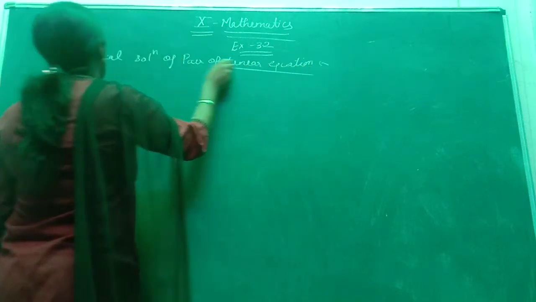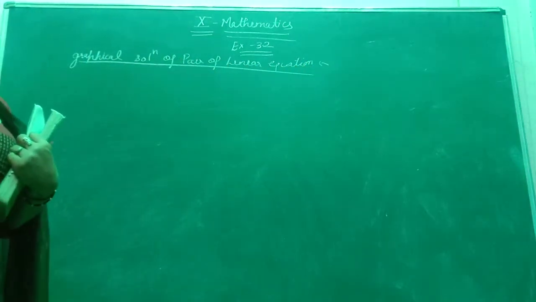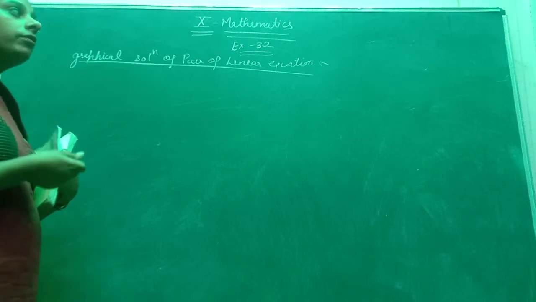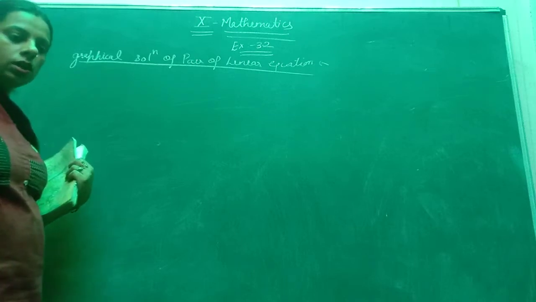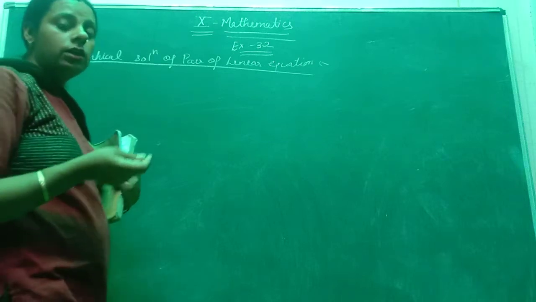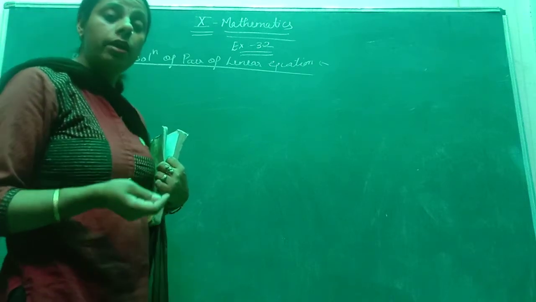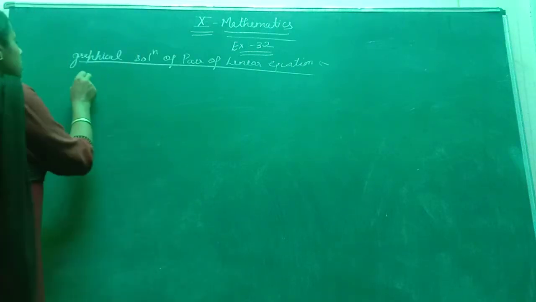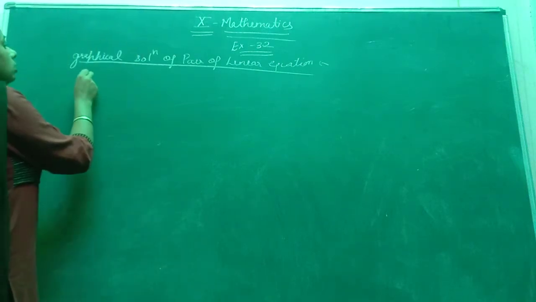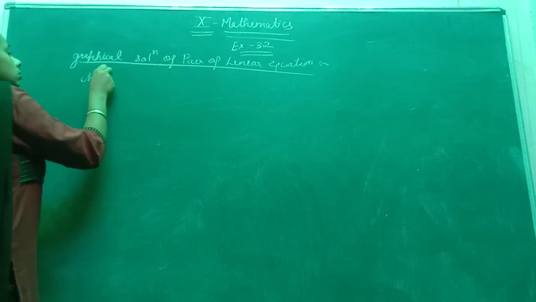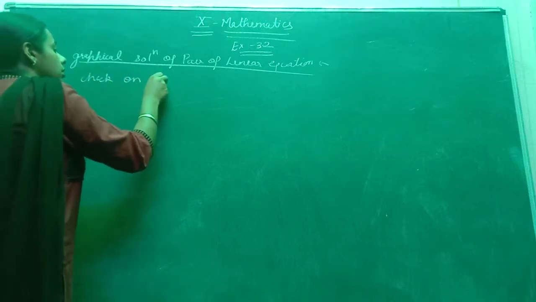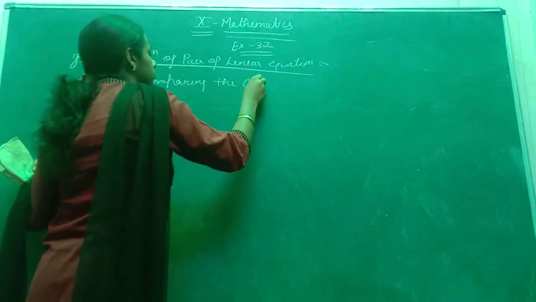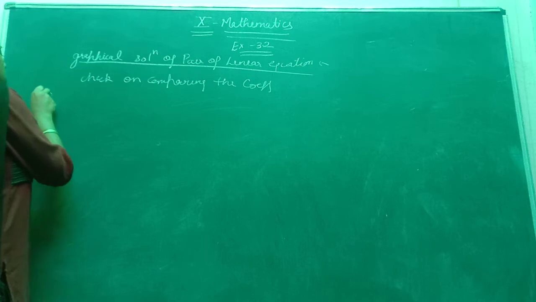Okay. The graphical solution we have to find in exercise 3.2, but firstly we have to solve. What we have done already, that you just make the graph and then you are checking that either the lines are intersecting, parallel or coincident. But in this exercise you have to check only by comparing the coefficient. Okay, you can check on comparing the coefficient actually.